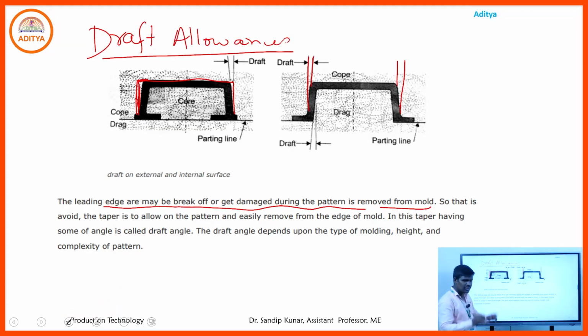And also we easily remove the pattern from the mold cavity. So outer surface means the mold cavity inner surface is not affected by that particular pattern when it is removed from the cavity.